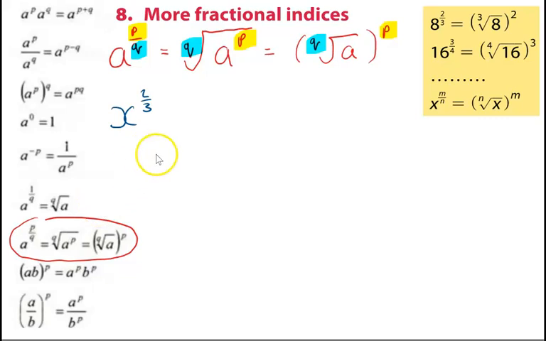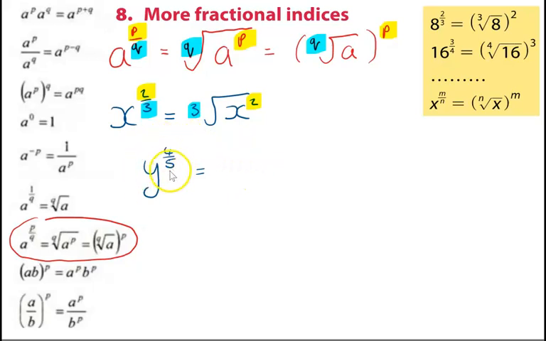So let's take x to the power of 2 over 3. The numerator is 2, so the 2 is going to be the new power. And the denominator is 3, so the 3 is going to be in front of the root. So x to the power of 2 over 3 gives us the cube root of x squared.